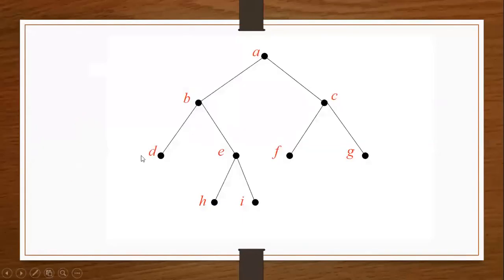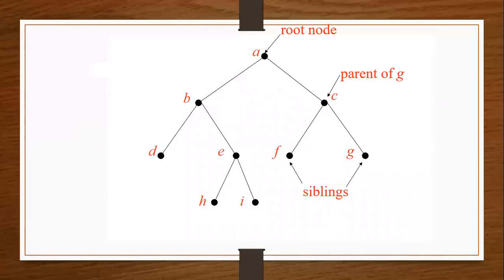Here we have a tree with A as the root and different children and subchildren. So A is the root node and C is the parent of G. Similarly, A will be the parent of B and C. Next we have siblings: the children or the leaves at the same level which have the same parent are the siblings. So F and G are siblings, B and E are siblings, H and I are also siblings, B and C are also siblings.